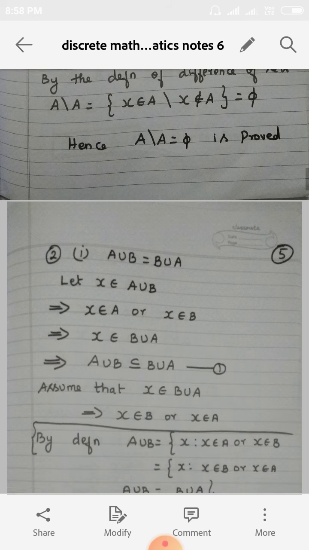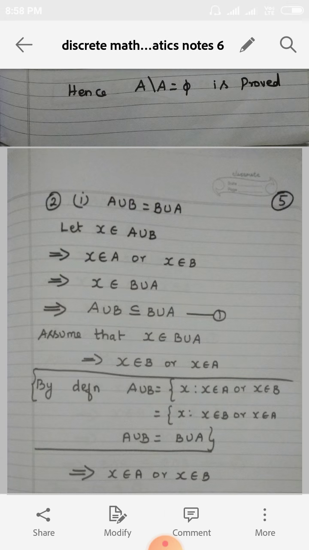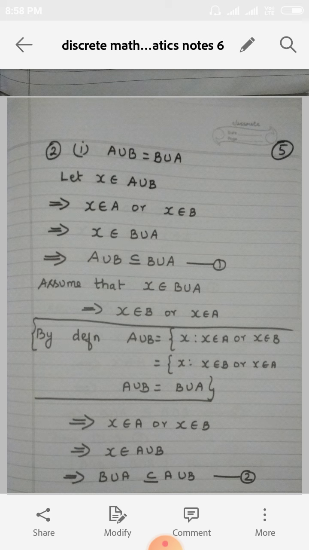See the second one, you have to prove the union part. A union B is equal to B union A. Let's take the left hand side. X belongs to A union B. This implies X belongs to A or X belongs to B, or X belongs to B union A. That is nothing but A union B contains or equal to B union A. Mark it as equation number 1. Now prove the reverse part.